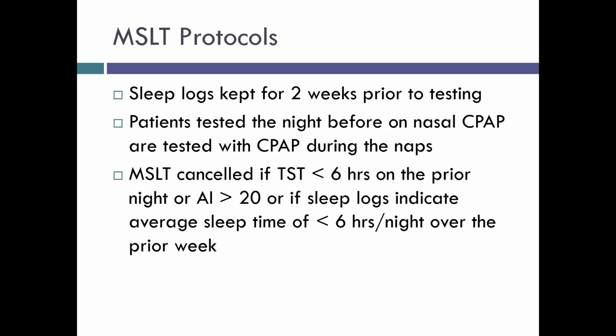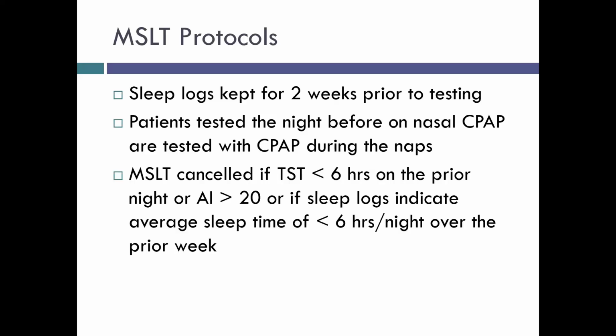So that's why we need to do sleep diaries for the 2 weeks leading, and you have to look at their average total sleep time. It has to be at least 6 hours each night for the 2 weeks preceding the test. So things that might cause us to cancel the test is if their total sleep time is less than 6 hours, or if their arousal index is more than 20. If they have an arousal index greater than 20, it means that this patient is waking up to a significant enough degree that we need to figure out why they're waking up so much. That's most likely the reason that's contributing to them being tired.